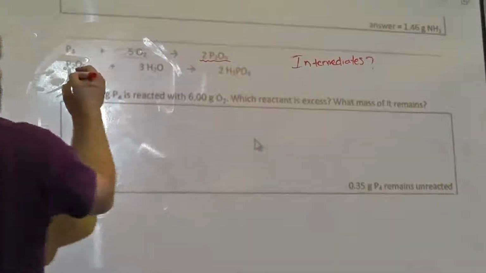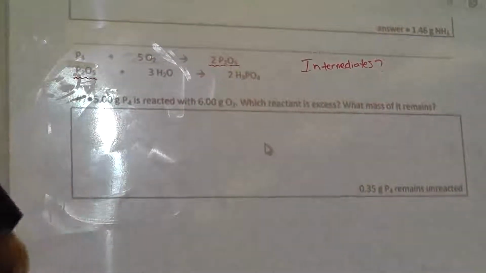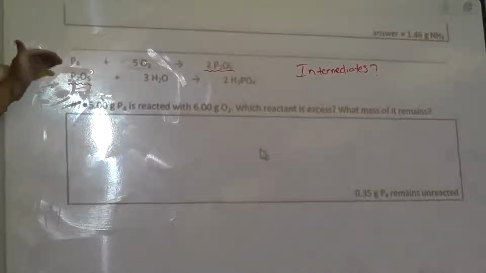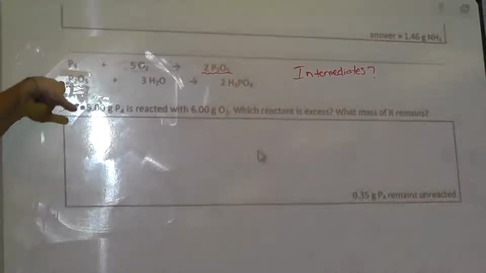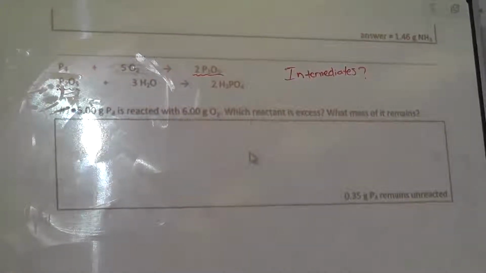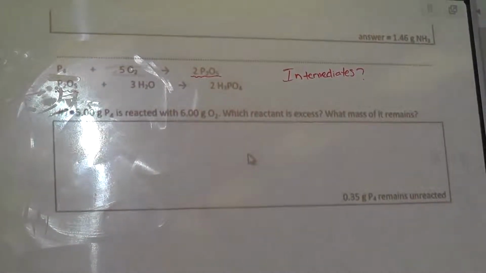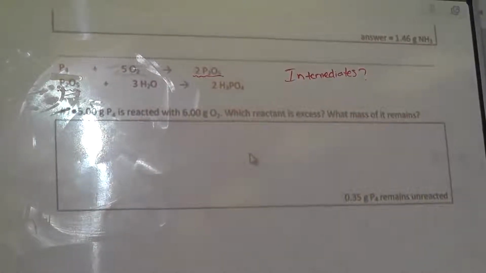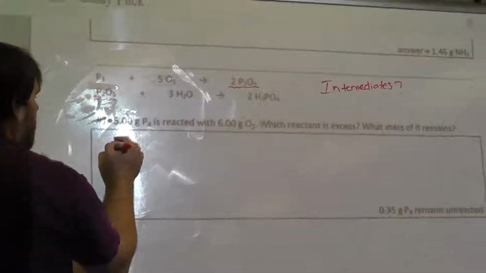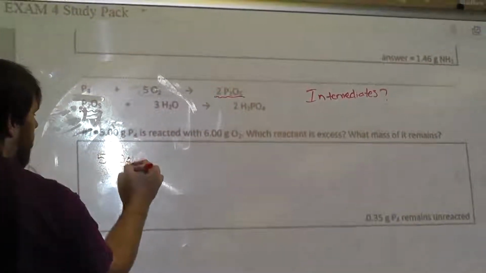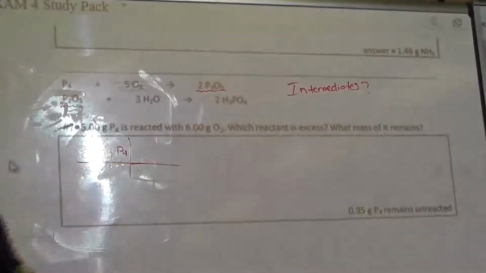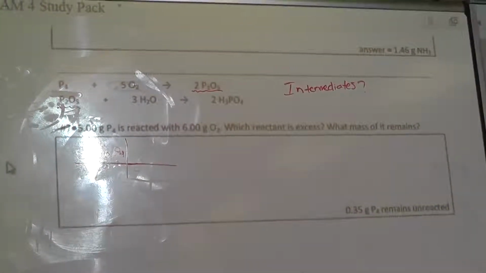We are going to use the intermediates to get from equation to equation. Otherwise, there's no way to get from here to here without going through P2O5. So what we're told in this problem is we started off with 5 grams of our phosphorus, and it's reacted with 6 grams of the O2, and we're wanting to know which reactant is in excess.